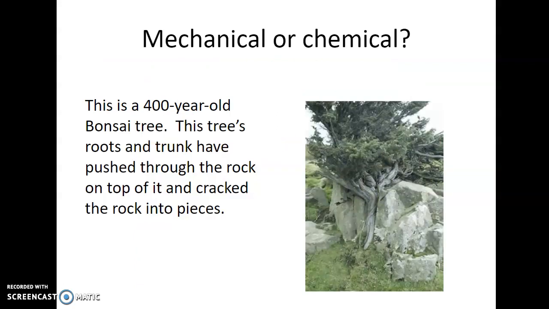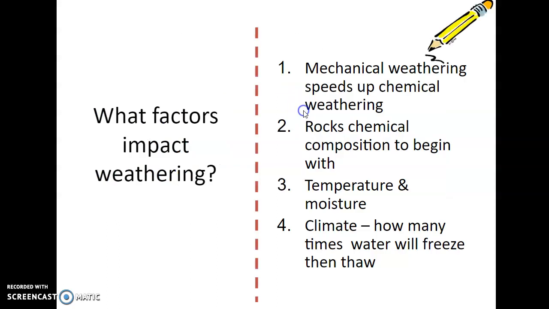And then this is a 400-year-old bonsai tree. This tree's roots and trunk have pushed through the rock on top of it and cracked the rock into pieces. So if you said mechanical weathering, you are correct. This is just another example of biological activity. The roots pushed through the rock and they broke it into pieces.